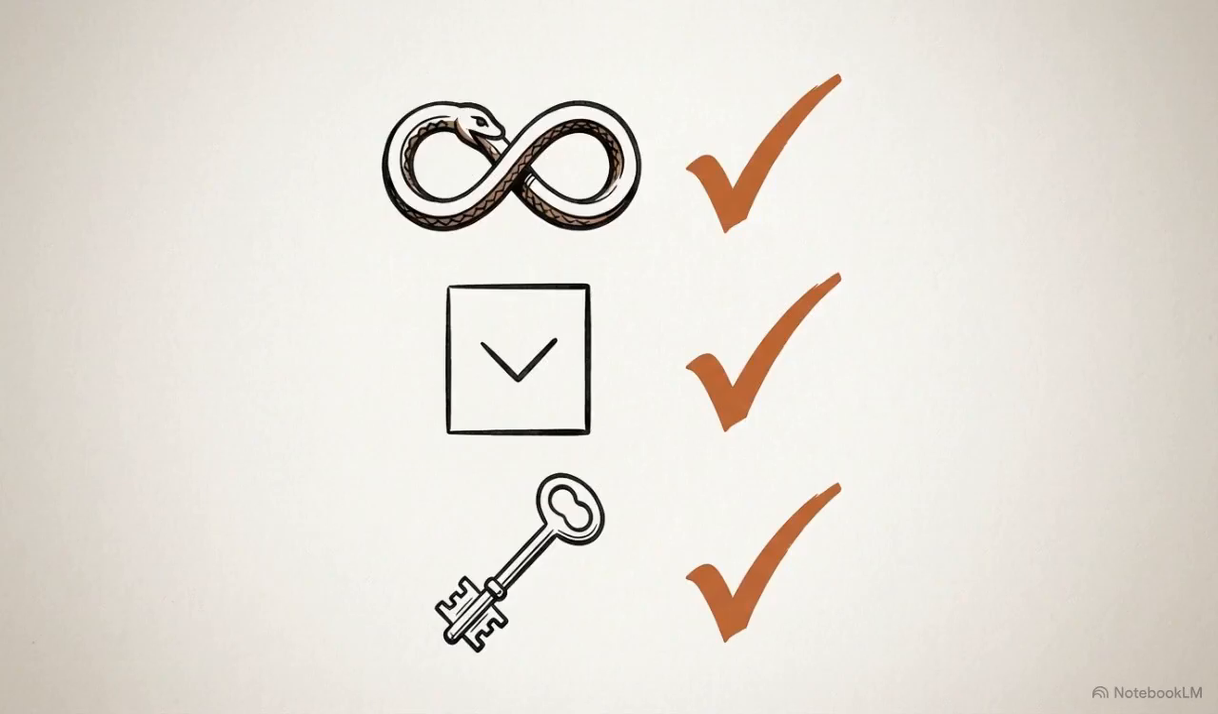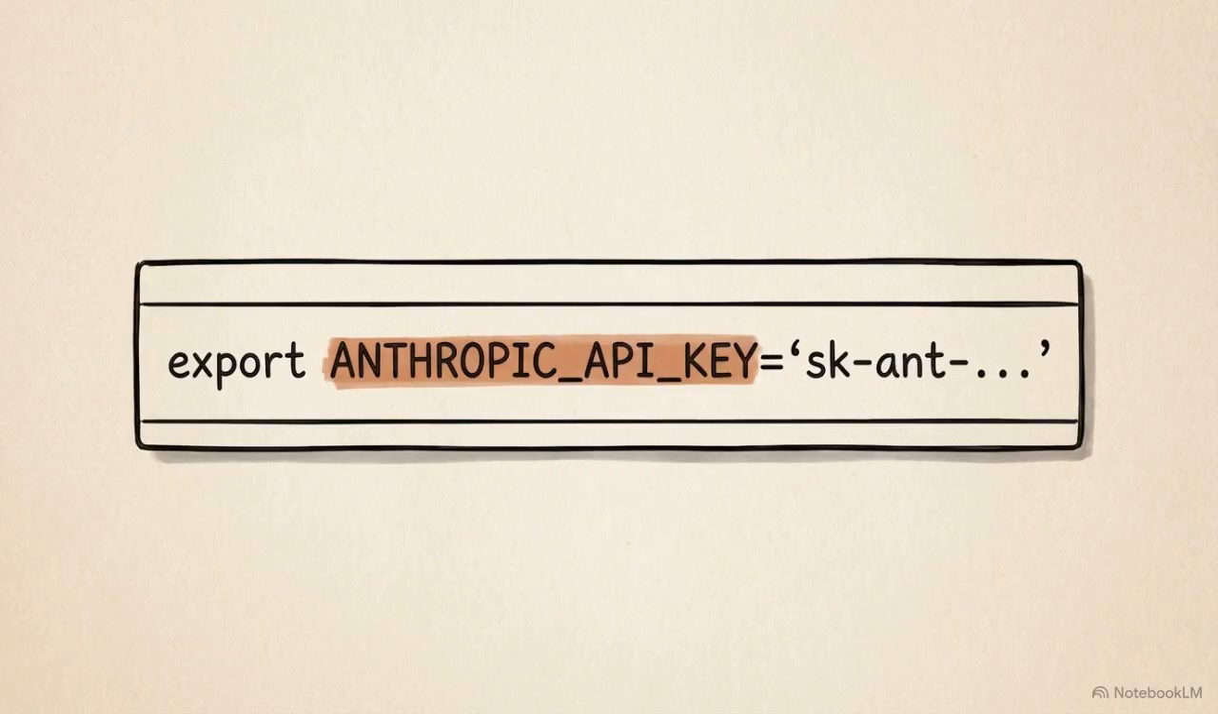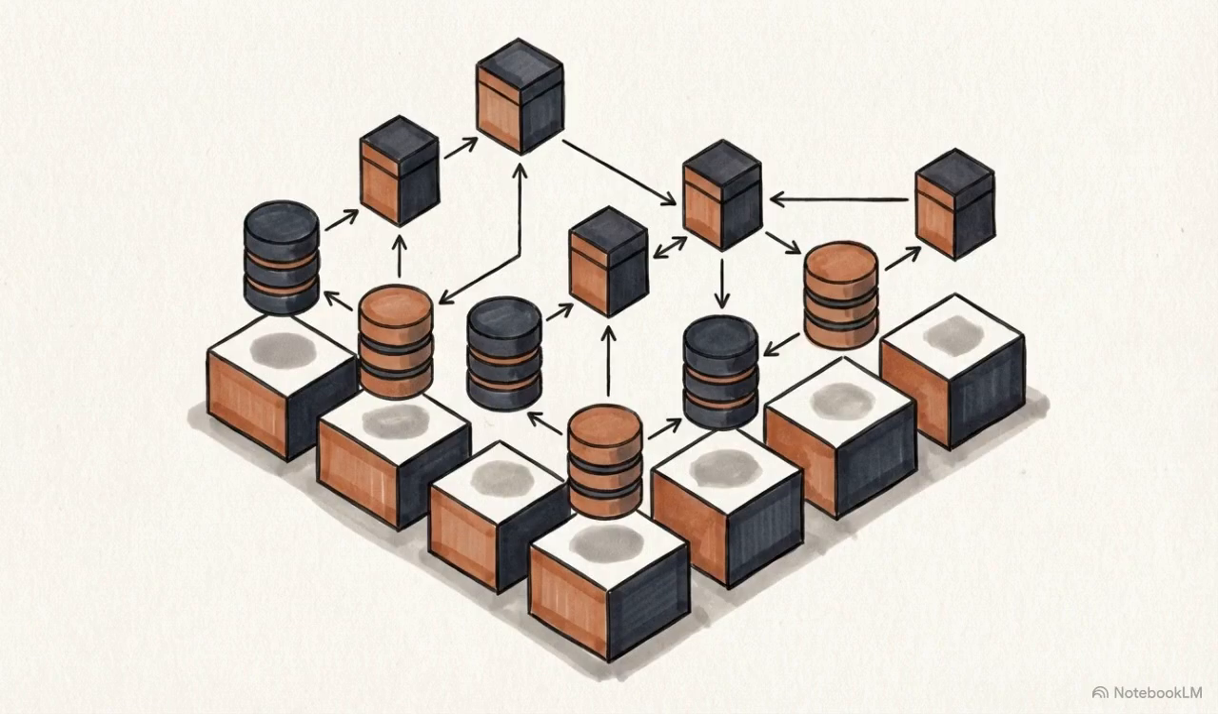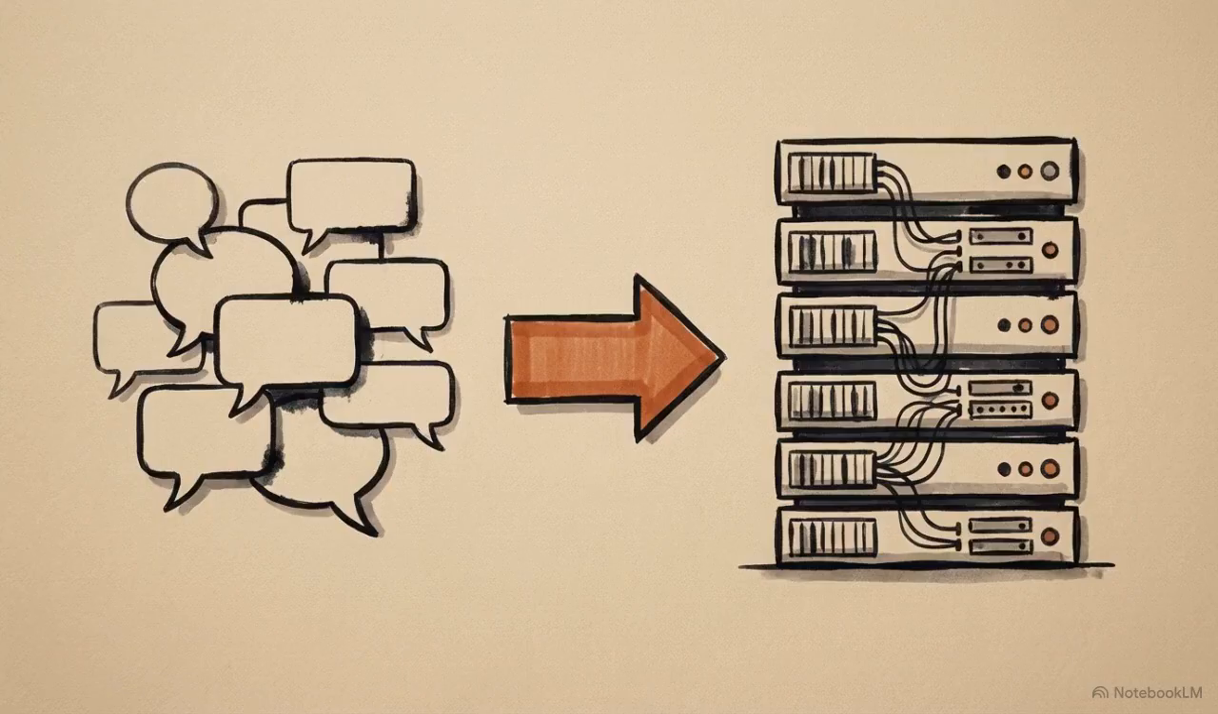Before writing the implementation, ensure your environment is ready with Python 3.7.1 or higher, terminal access, and an active Anthropic API key stored as an environment variable. These SDK foundations are the prerequisites for building applications that function reliably at scale, moving your code from a conversational experiment to a stable software architecture.